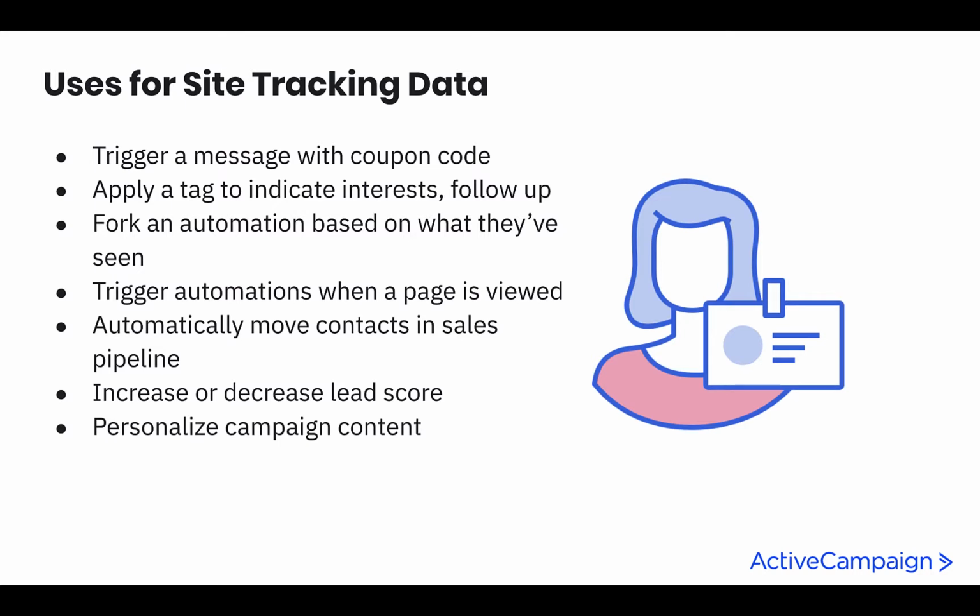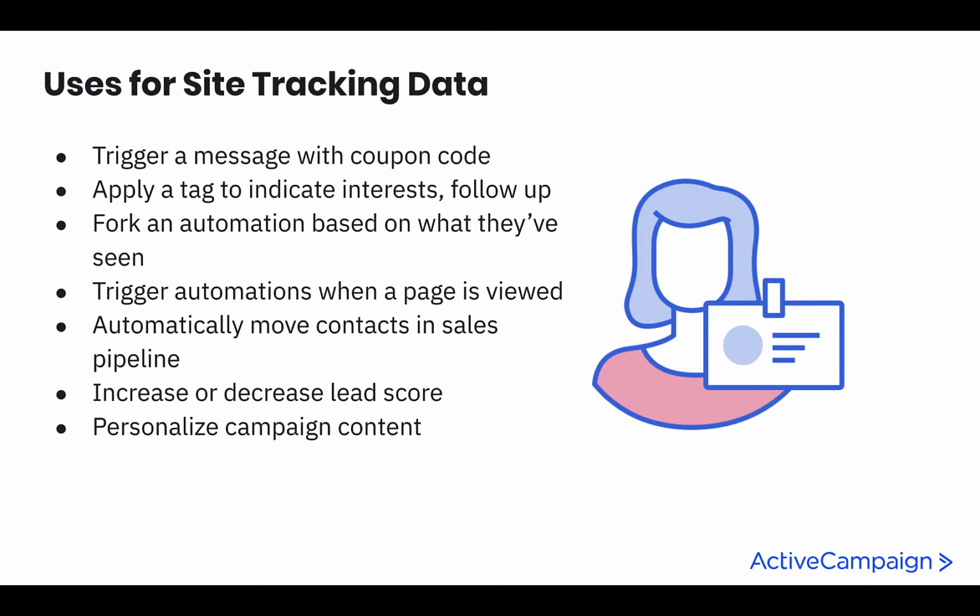You can apply a tag to indicate a contact's interest and begin a targeted follow-up sequence after 2 or more visits to a specific product category. You can fork an automation so you can treat a contact differently if they've already viewed a certain page of your site. You can trigger automations when a contact views a page on your site.